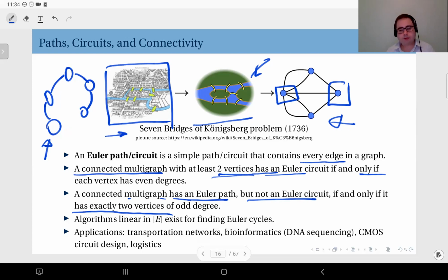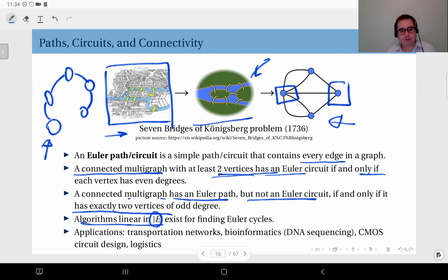Now, finding Euler circuits is not that difficult, and we have algorithms that are linear in the number of edges, and clearly it's not really easy to do it in a better way, because, well, you need to pass through every edge, so you need to process every edge. So it's natural that the algorithms are as good as this.